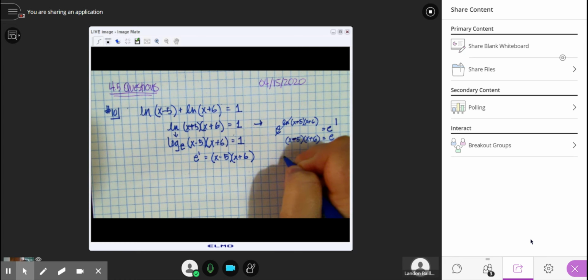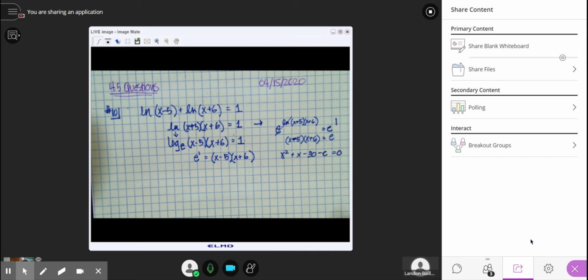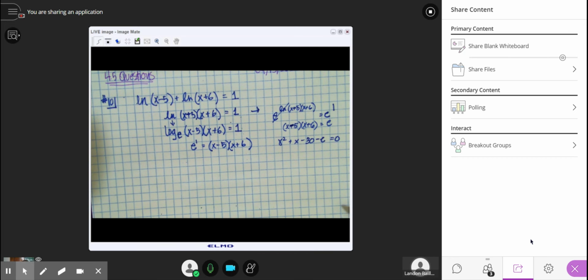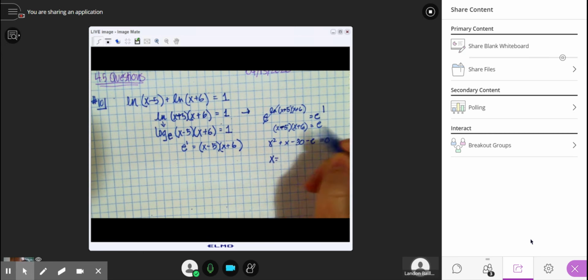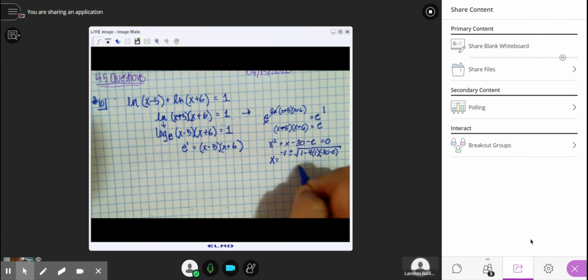So then what happens is you end up with x squared plus x minus 30 minus e is equal to 0. So the only thing we can do at this point to solve for x is to use the quadratic formula. -1 plus or minus the square root of b squared minus 4 times 1 times -30 minus e. And this is just a weird square root.